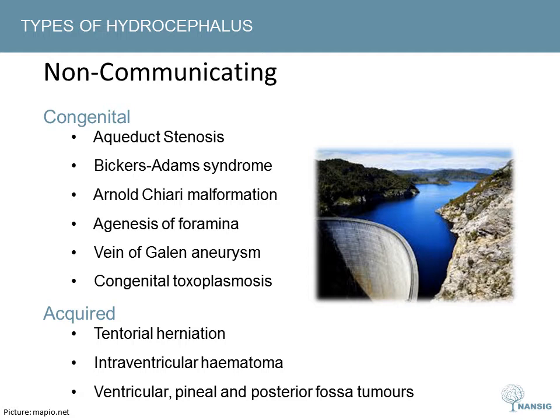Non-communicating hydrocephalus can be caused by anything that obstructs the flow of CSF and can be congenital or acquired. Congenital causes include aqueduct stenosis, which can also be caused by Bickers-Adams syndrome, Arnold-Chiari malformations, agenesis of the foramina, such as that of Monro and Luschka, vein of Galen aneurysm, and congenital toxoplasmosis. Acquired causes include tentorial herniation, as well as space-occupying lesions such as intraventricular hematoma and tumours.